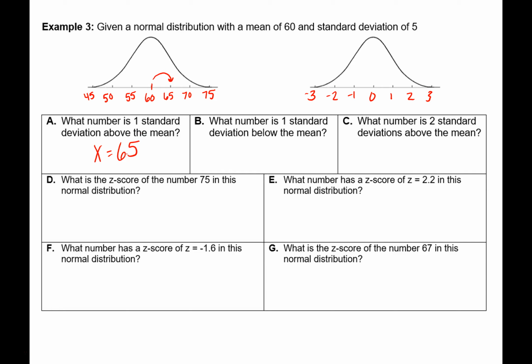What number is one standard deviation below the mean? If we go to the left, that means x is equal to 55. And what number is 2 standard deviations above the mean? That's x is equal to 70. Now, if we're looking at z-scores for these, then from our mean, if we go 1 standard deviation, the z-score where x is 65 is going to be 1. The 55, the z-score is going to be -1. And 70, that's 2 above, the z-score is going to be 2.